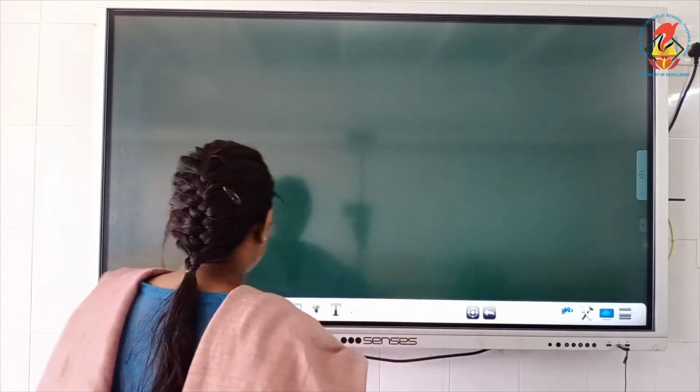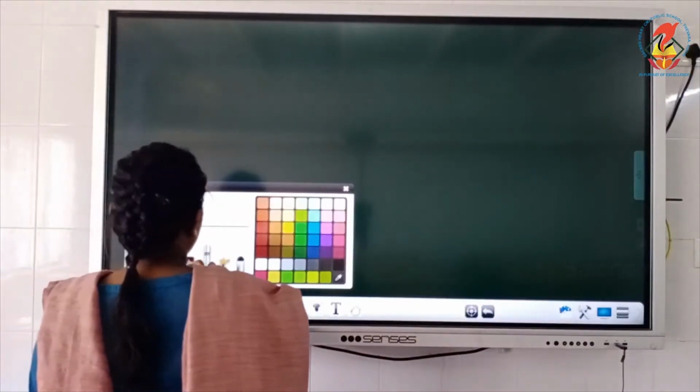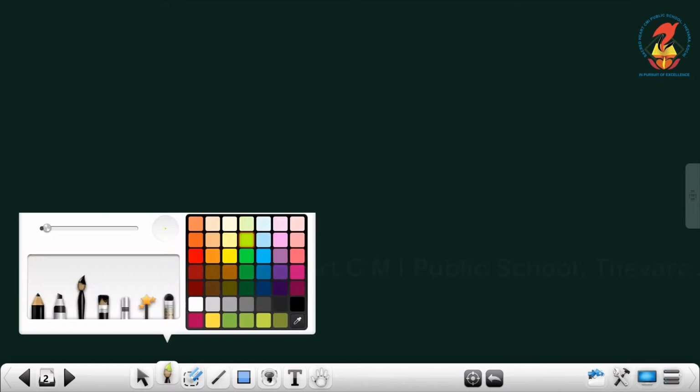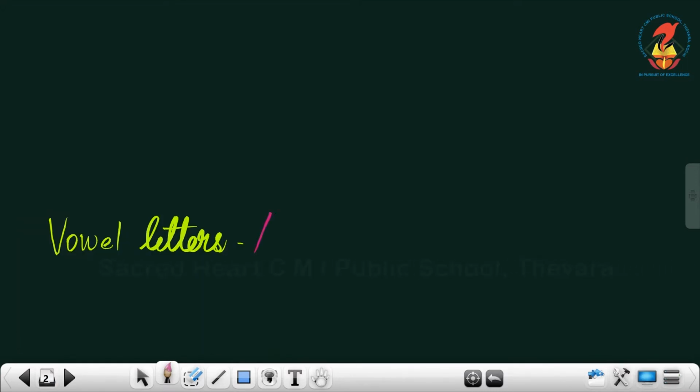Yes, we will see. Vowel letters. Which are the vowel letters? A, E, I, O, U. Isn't it? These are the vowel letters. A, E, I, O, U.